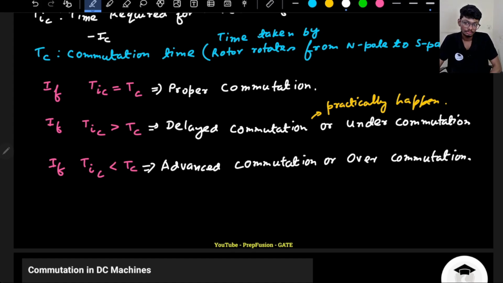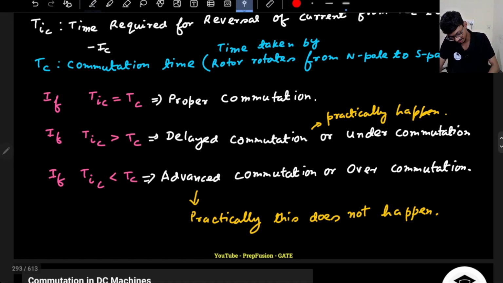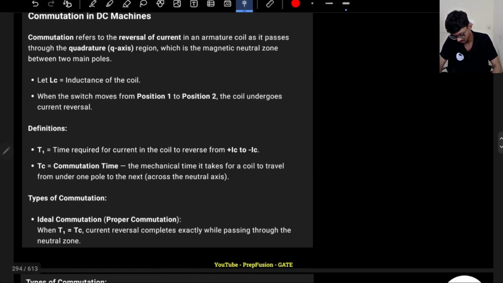Okay, so this is the scenario. Basically this does not happen practically. So these are the few things that we have to keep in mind, these are the few terminologies. Why this happens practically, we will understand slowly.